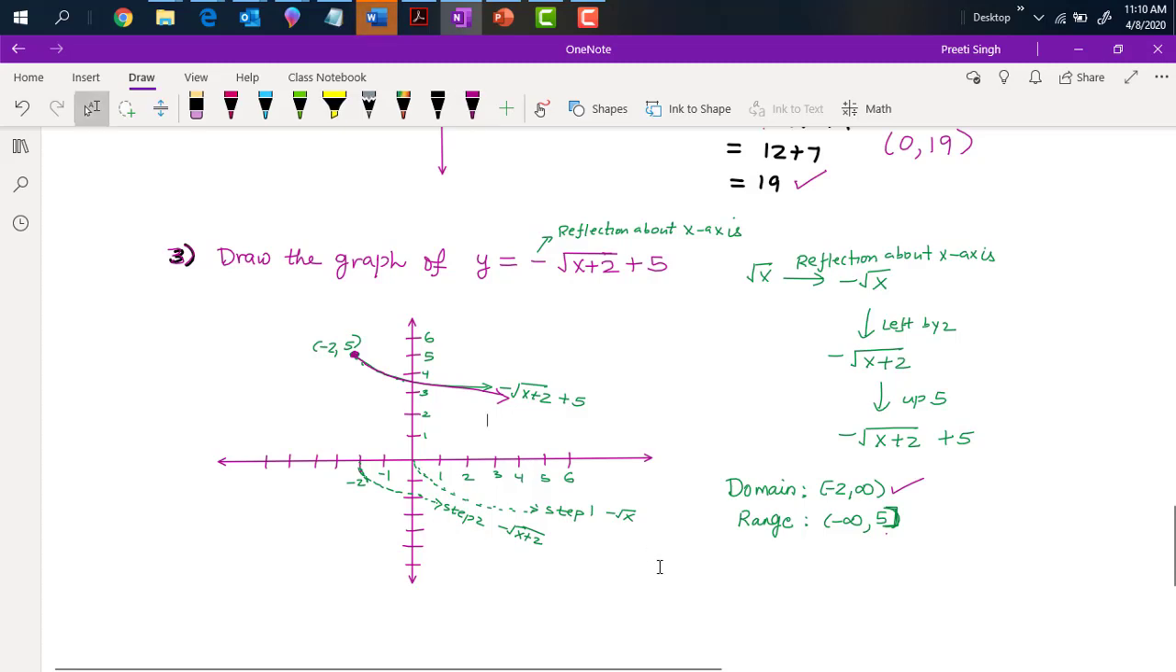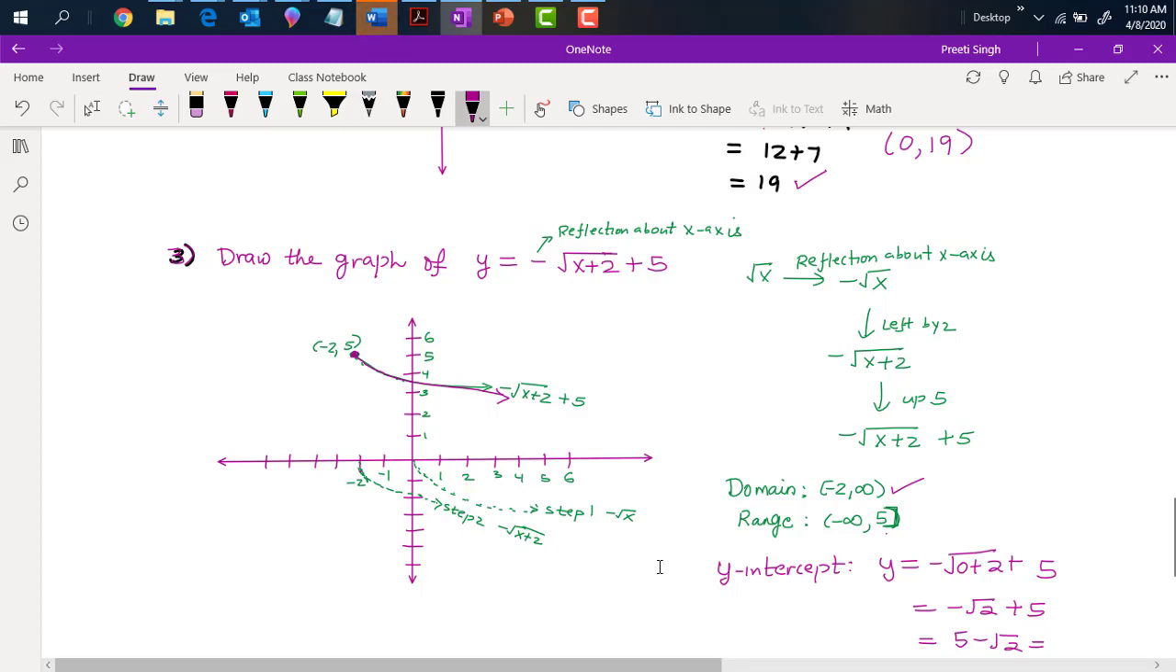Now the other thing I wanted to show you right here was the y-intercept again. If I have to find the y-intercept for this function, I would set x equals 0 in the original question. So y equals negative square root of 0 plus 2, plus 5, which is negative square root of 2, plus 5. So it's nothing but 5 minus square root of 2. If you use your calculator, square root of 2 is 1.4 something, and 5 minus 1.4 is 3.6. So it's going to cross somewhere right here, approximately 3.6.